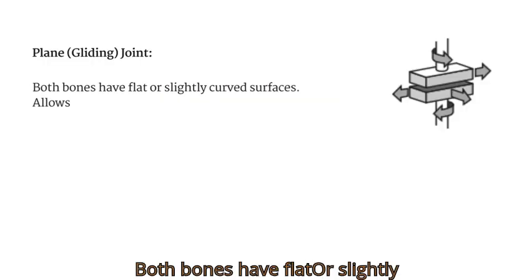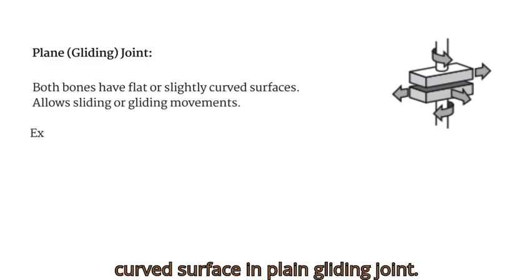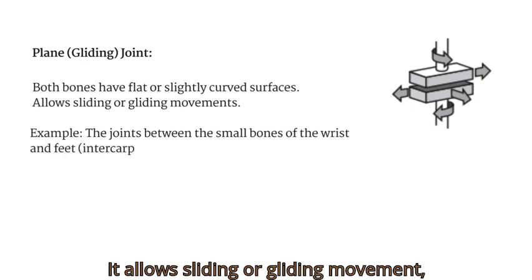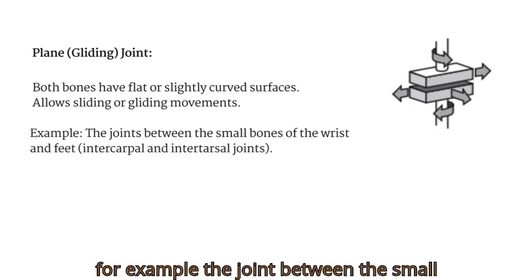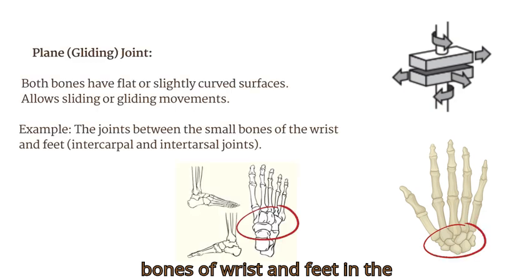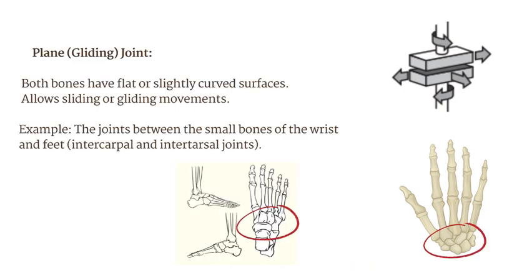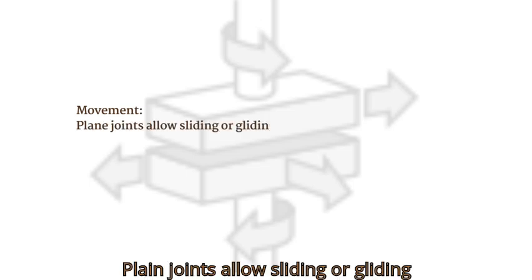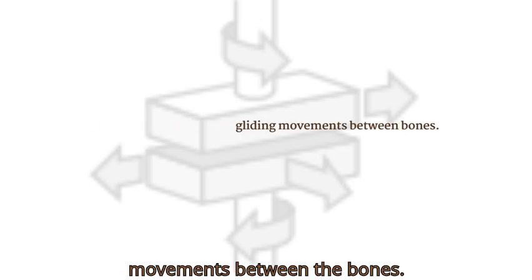Both bones have flat or slightly curved surfaces in plane gliding joint. It allows sliding or gliding movement. For example, the joints between the small bones of wrist and feet, intercarpal and intertarsal joints. Plane joints allow sliding or gliding movements between the bones.